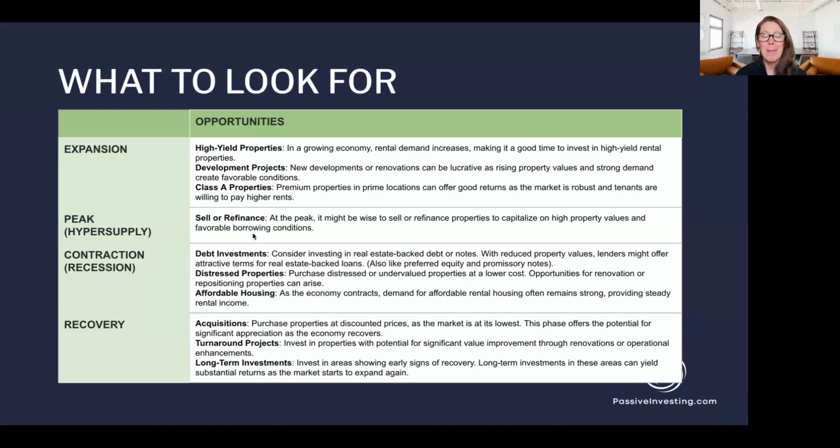Here, it's a great time if you can time the market, which we don't suggest. We suggest time in the market, meaning buy an investment and hold it. But if you can exit at the top of the market, that's a great time to sell the property, lock in your capital gain, or even refinance and pull out capital.